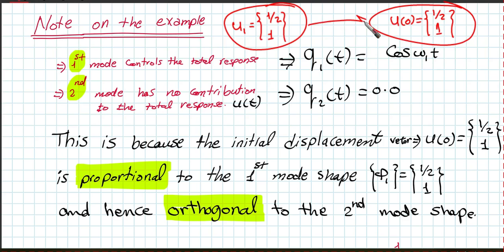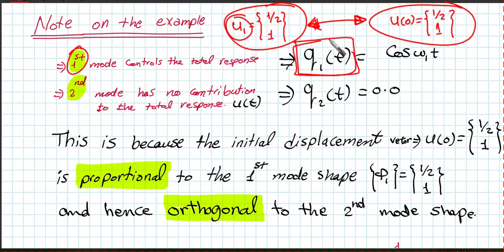Exactly, half and 1 also. It is only a coincidence, okay? It is by chance we found that they are the same. But actually it's meant to be like this. We want mode shape number 1 to have the same initial displacement vector here. Because of this, I'm going to explain it graphically in a minute.